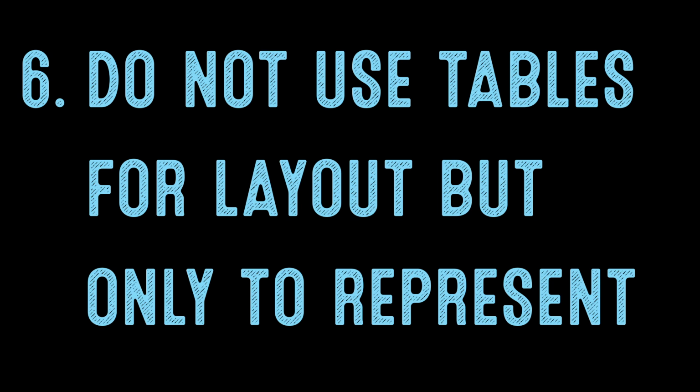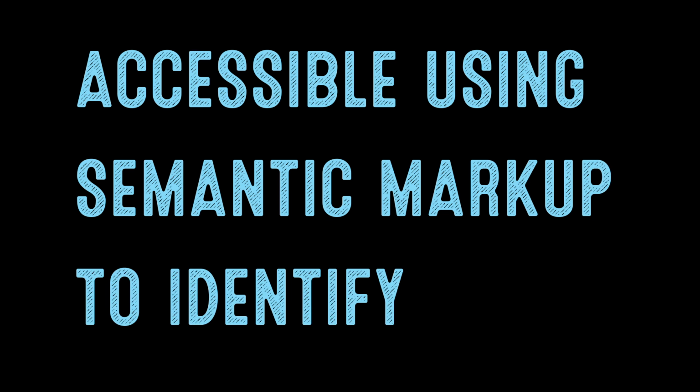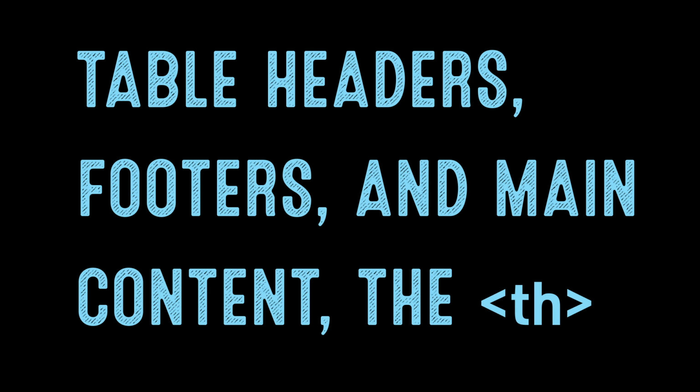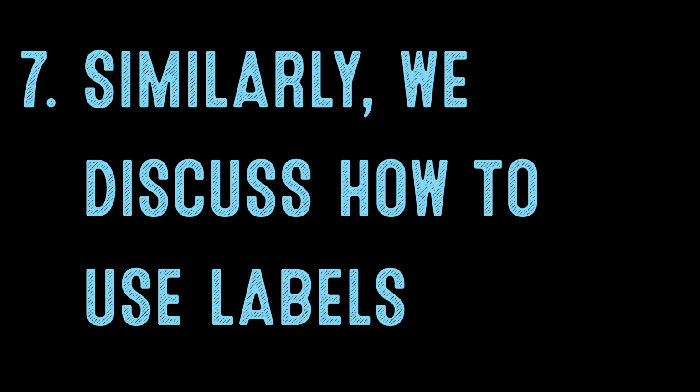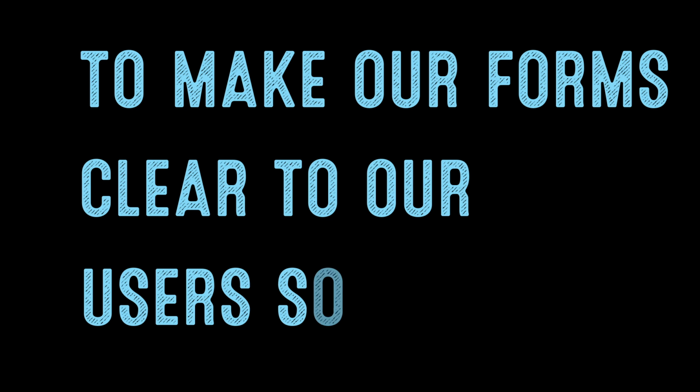6. Do not use tables for layout, but only to represent tabular data, and how to make your tables accessible using semantic markup to identify table headers, footers, and main content. The TH element to identify columns and rows, and the scope attribute to add additional clarification for assistive devices like screen readers.